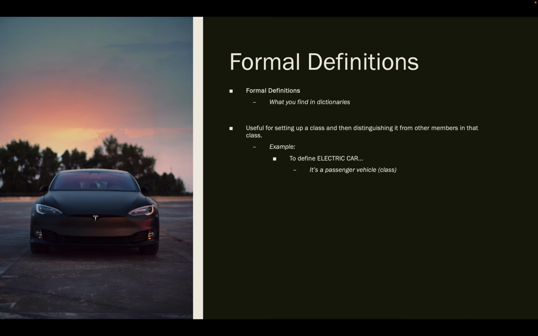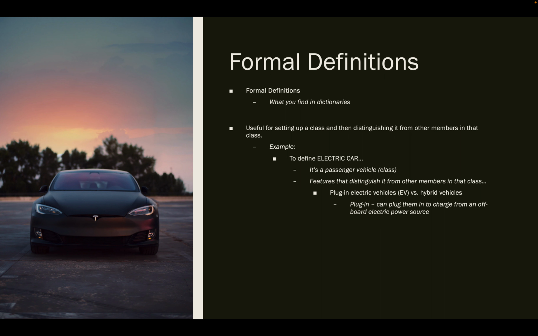So first of all, an electric car is a passenger vehicle, so that's its class, and it has features that distinguish it from other members in that class. So let's take a look. There's different types. We've got the plug-in electric vehicles, that's the EVs, and then we've also got hybrids, right? So we've got two different ones. The plug-ins can be plugged in to charge from an off-board electric power source. So plug-ins don't have an engine at all, whereas hybrids supplement an internal combustion engine with battery power that cannot be plugged in. So very different. And this can help you decide if you want a Prius or a Tesla.